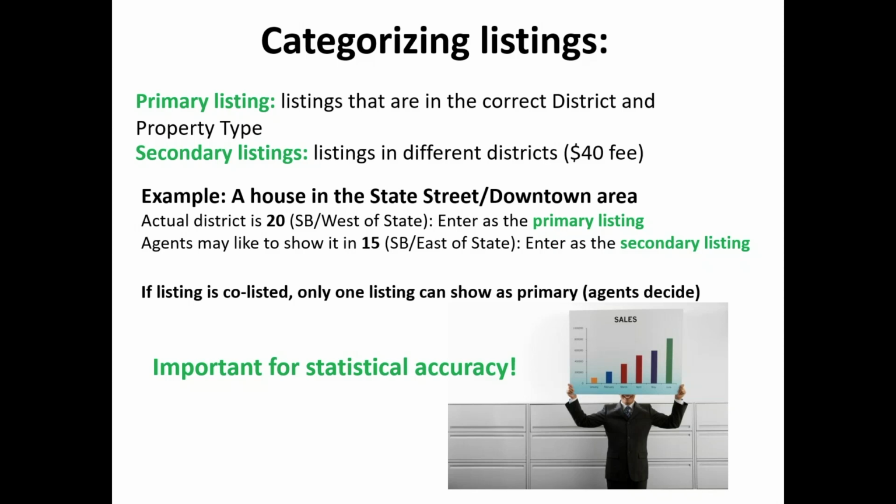Let's see if I can get this to close up a little bit. So every listing must first be entered in the correct info as primary listing. Listings can be added. How many times can it be added? 1 more time. So only as a secondary listing for a listing fee of how much, and that's $40.